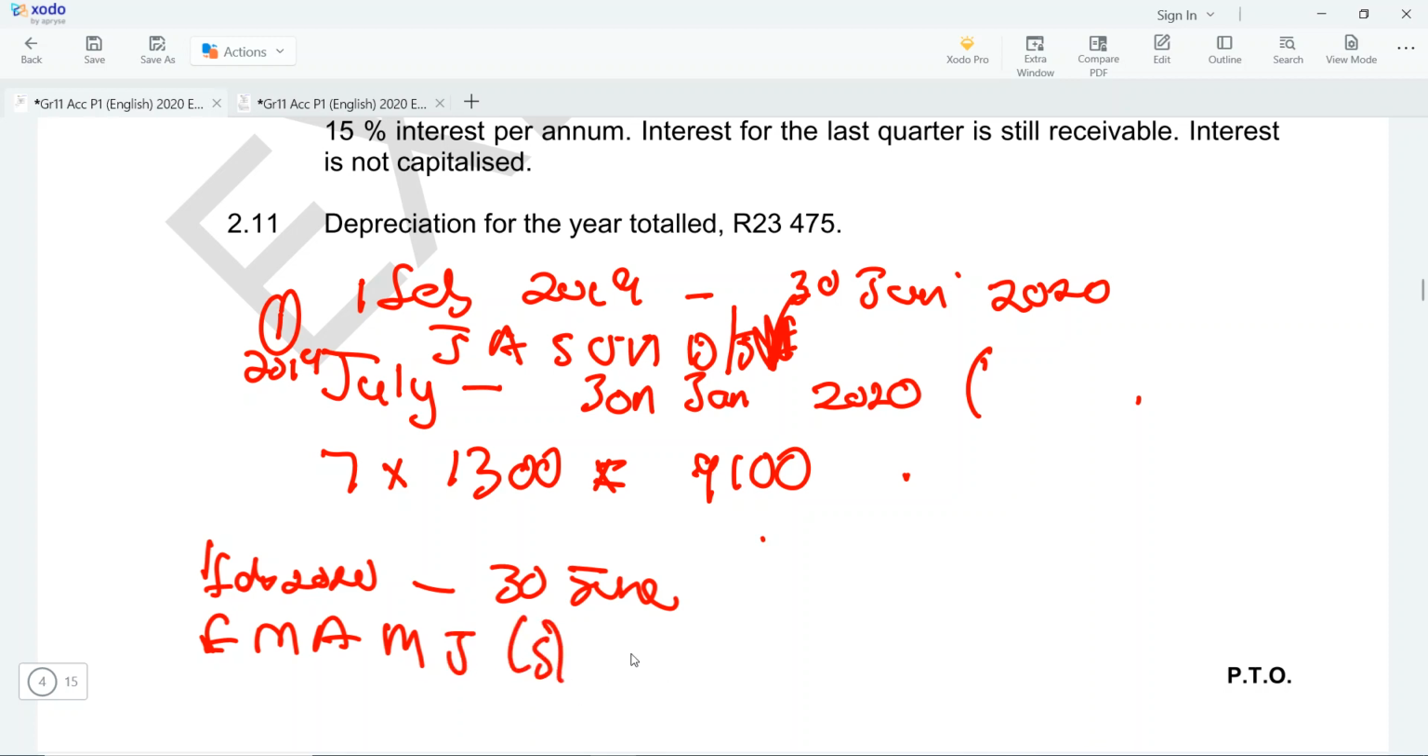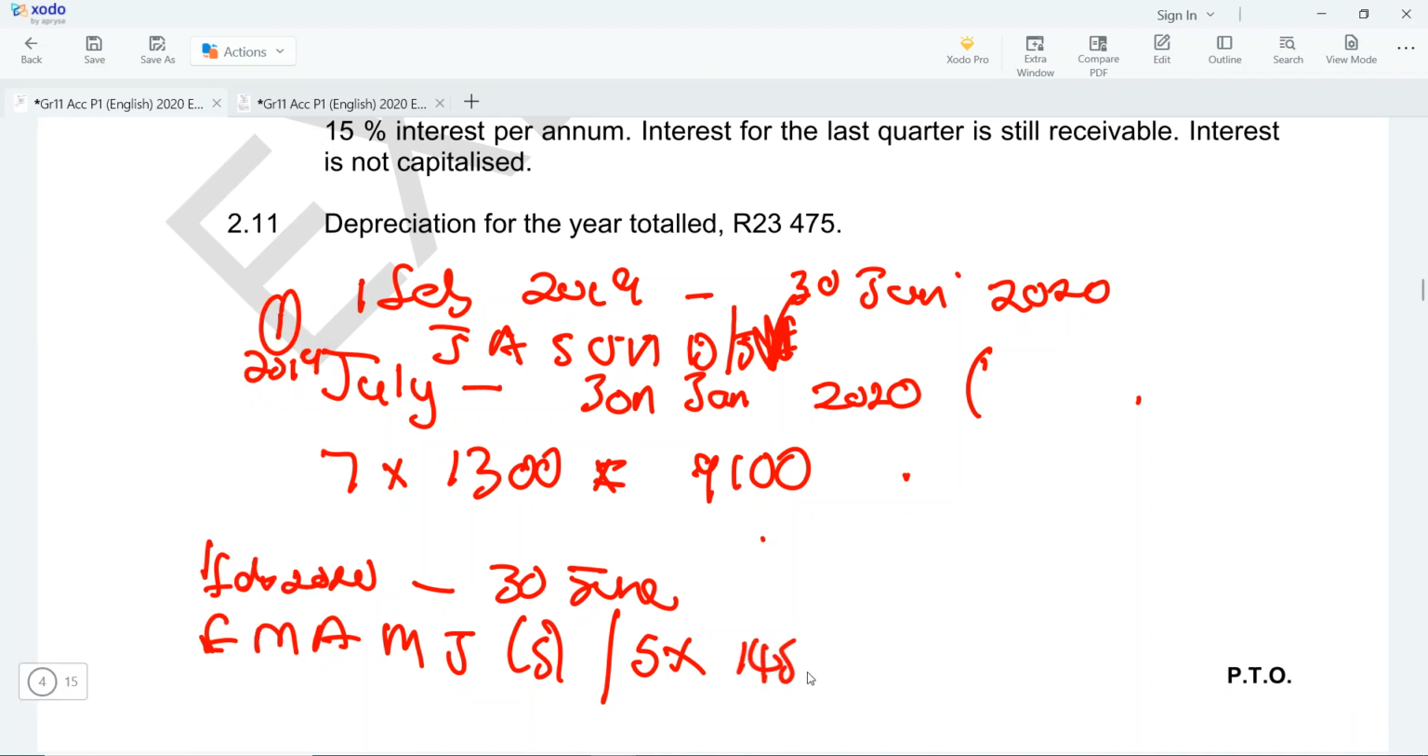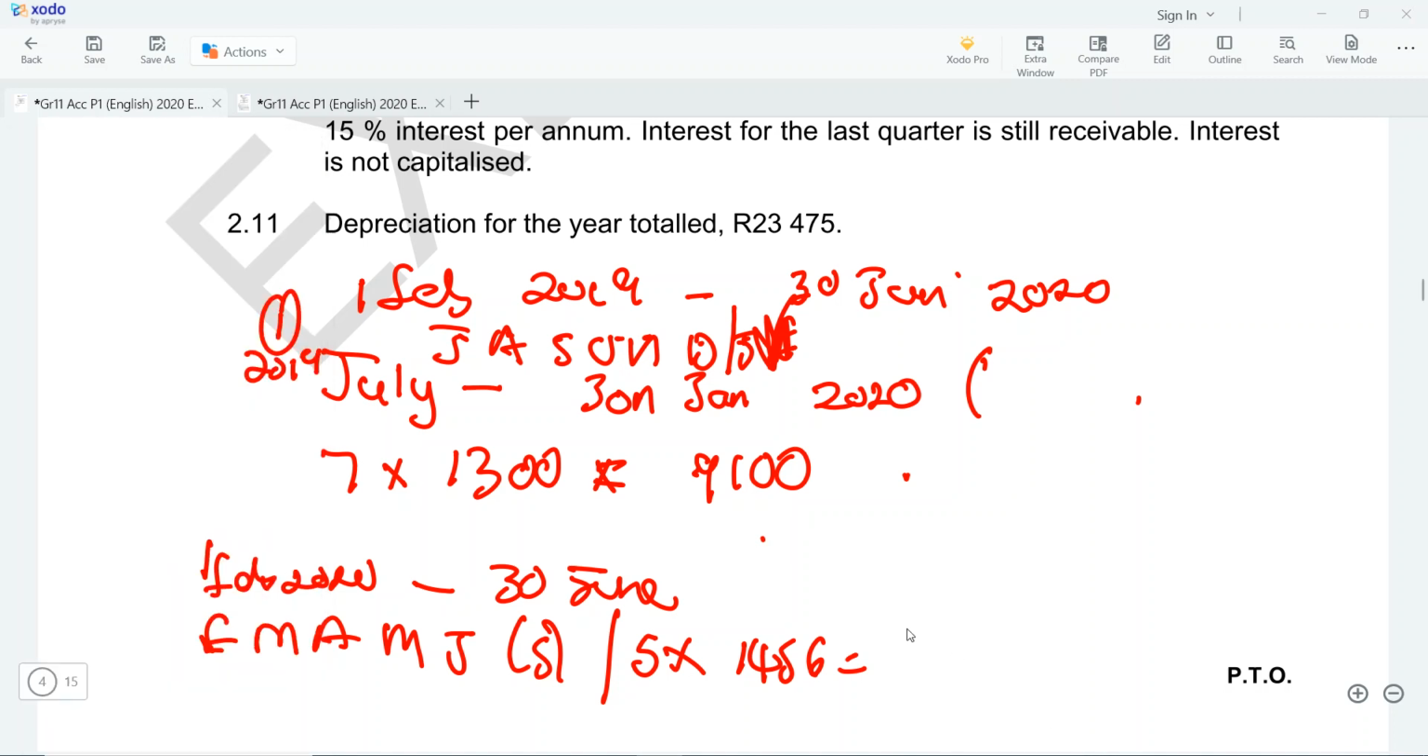So if we say 5 multiplied by, remember this one must now include the increase. So if we say 112 divided by 100 times 1.3, it will give you the inclusive amount. We are including 12% because we are looking for the amount that now includes that increase. So it is giving us 1,456. So 1,456 multiplied by 5 will give us 7,208. So the sum of these two is what we are actually supposed to receive.